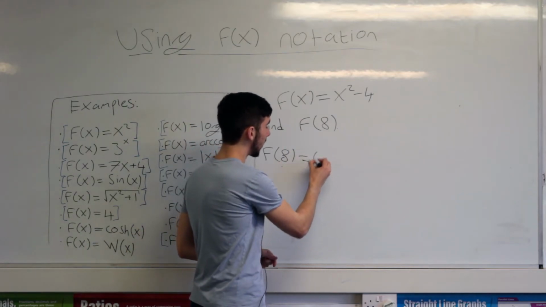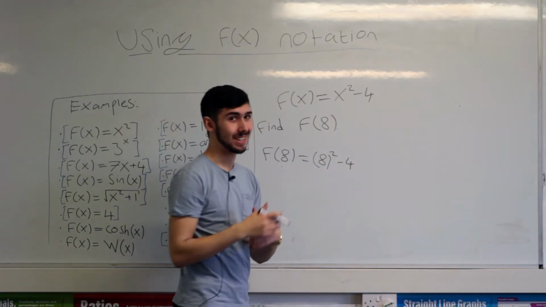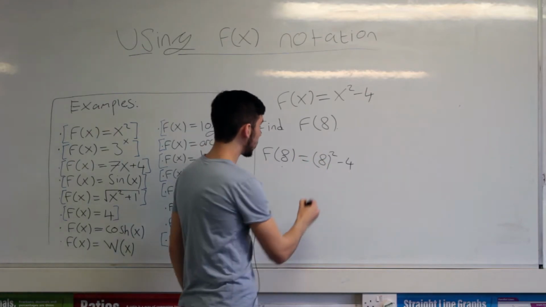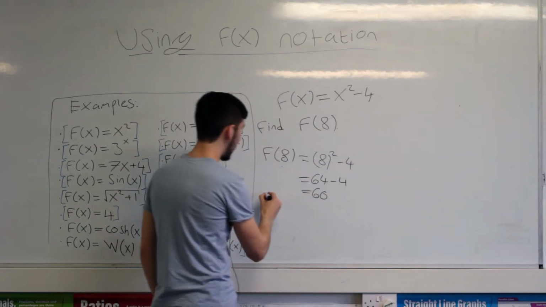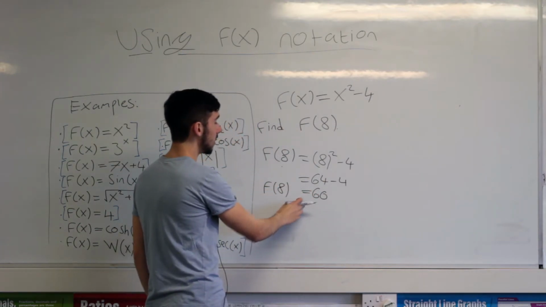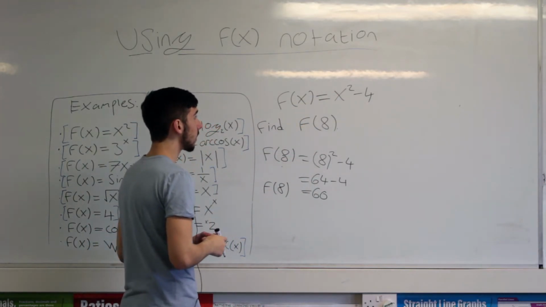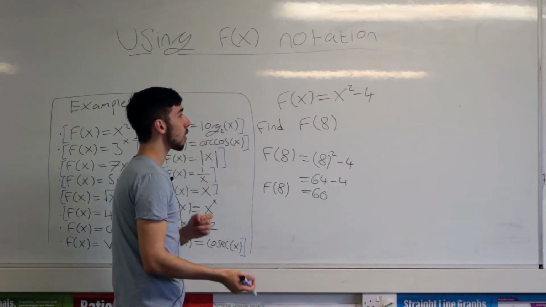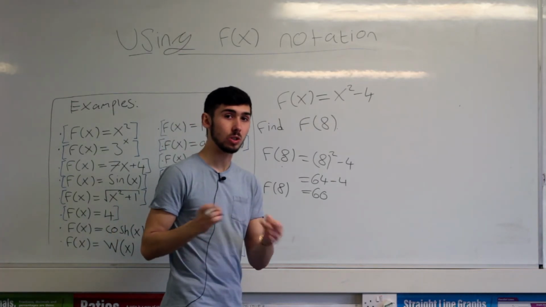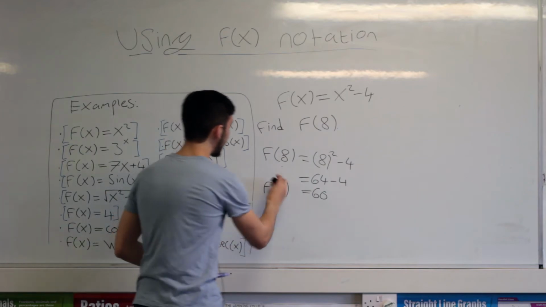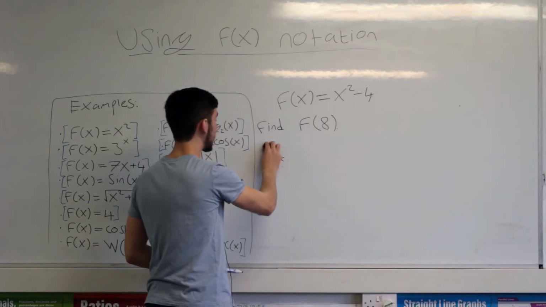So we're going to be doing 8, because that's where our x is, squared minus 4. That's literally it. And then just simplify that. So 8 squared is 64, minus 4, that's 60. So f of 8 is 60 in this question. Another thing that you need to know is it might ask you, find the values of x such that f of x equals 0. Okay, so for that, we know how to do it. This links into our work that we've been doing on quadratic equations, doesn't it?